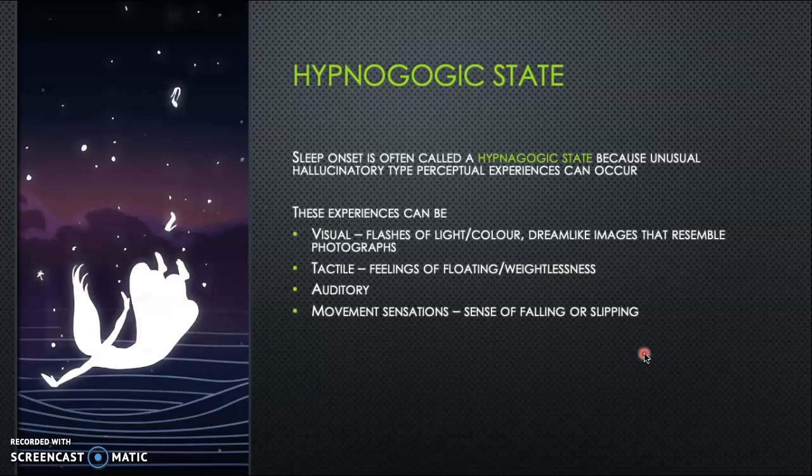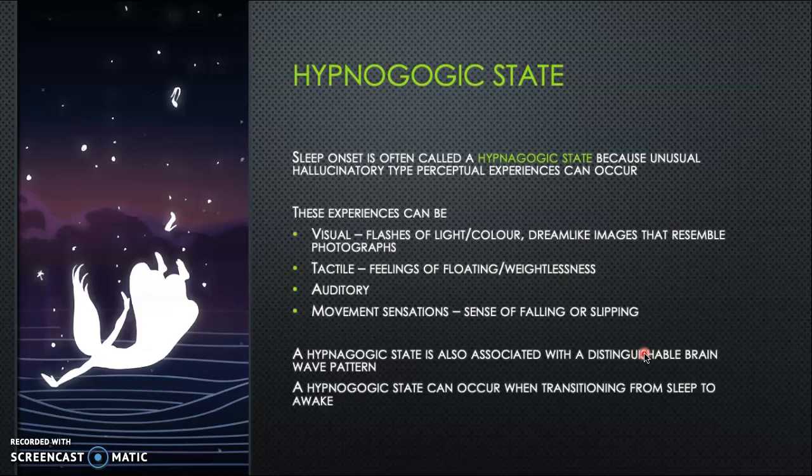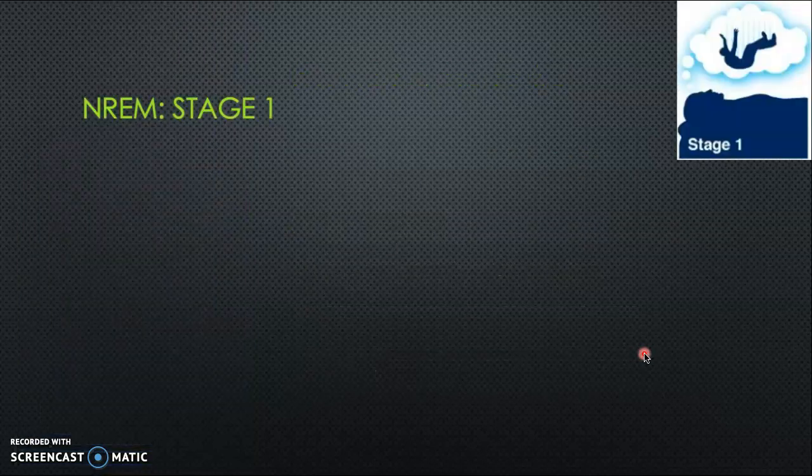And movement sensations. So I'm sure a few of you would have had this sense of falling or slipping. And there's a special name for that called a hypnagogic jerk. So if you've ever seen someone who's just fallen asleep and they suddenly go, jump, and they wake themselves up, and often they've got that sense of falling when it happens, that's called a hypnagogic jerk. And this hypnagogic state is associated with a distinguishable brainwave pattern. So we can see it happening in our brainwaves when we hook up our EEG. And it can occur when we transition from sleep to awake.